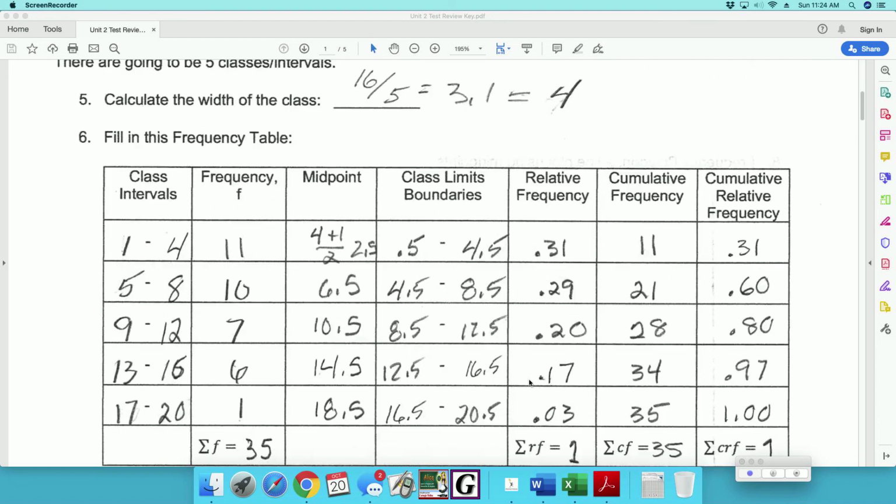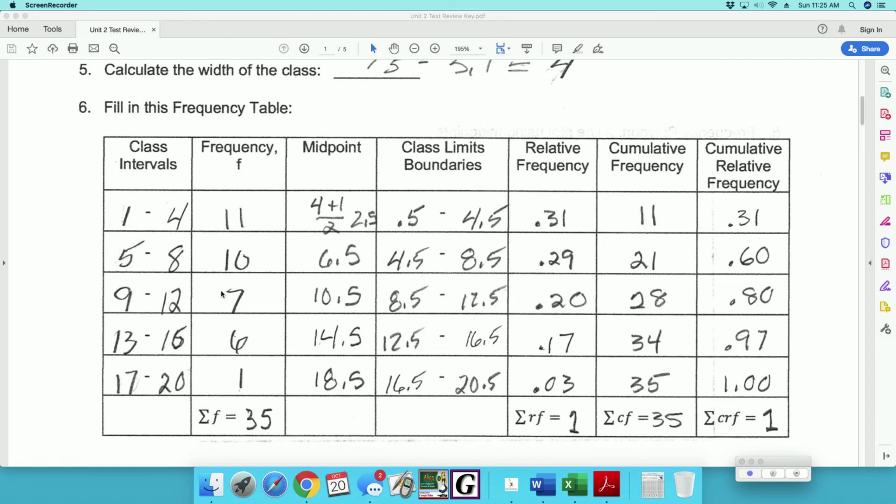So when we make our chart, we're going to start with the min, which is 1, and then we add 4 to it, 5, add 4, 9, add 4, 13, add 4, 17. Now, the upper limit of your class is always going to be 1 less than the lower limit of the next class. So this is 4, 8, 12, 16. Then you add 4 and you get 20. So you could do 4, 8, 12, 16, 20.